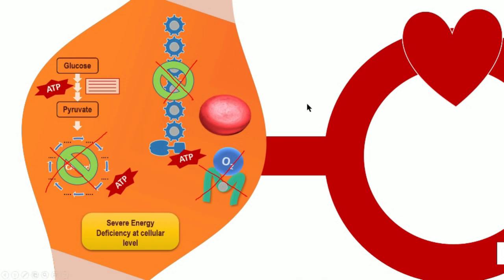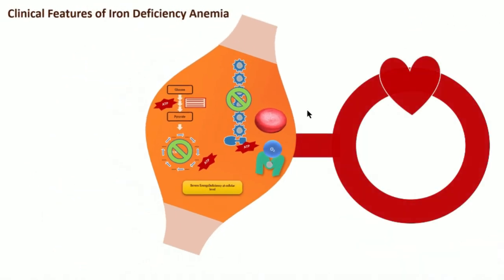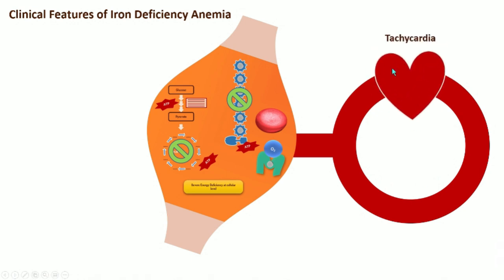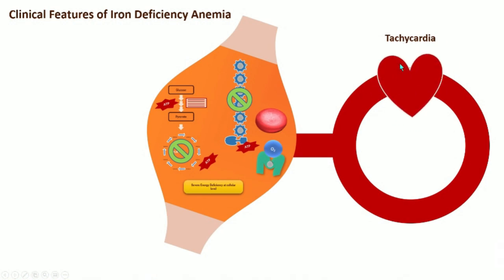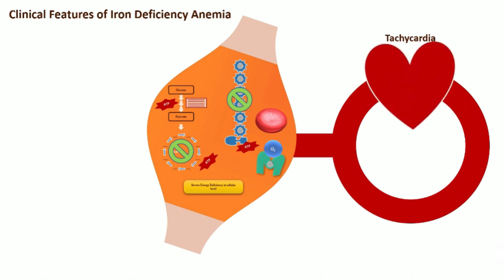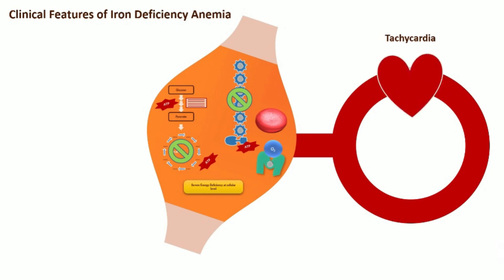But our beloved heart will try to compensate for this. What it will do is beat rapidly. There will be tachycardia. To compensate for this problem, there will be increased heart rate. And when the increased heart rate is noticeable by the patient, if the patient comes to you and tells you that I have a rapid heart rate, this is called palpitation. So remember, palpitation is a symptom which the patient tells you, while tachycardia is a sign which you elicit by measuring the pulse rate.